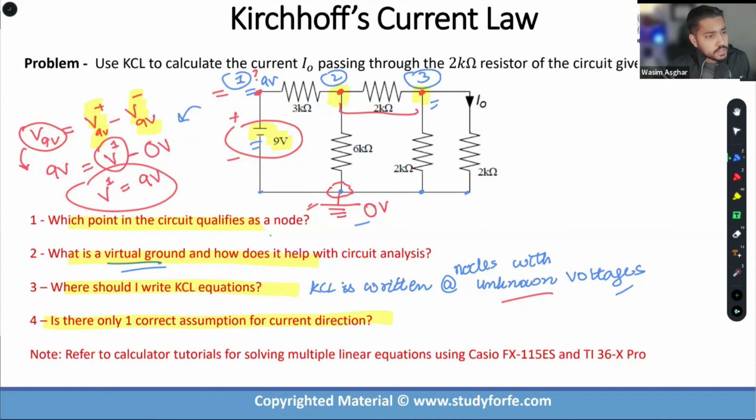Now, the answer to this question is that as part of your assumption phase of circuit analysis, there is no right or wrong assumption. I am going to repeat this one more time. There is no right or wrong assumption while you're doing KCL during that assumption phase. I can assume, for example, the current to be entering point 2 from the 9-volt battery, or I can assume it to be entering the 9-volt battery from point 2. Both are fine as long as my equations are consistent with my assumptions.